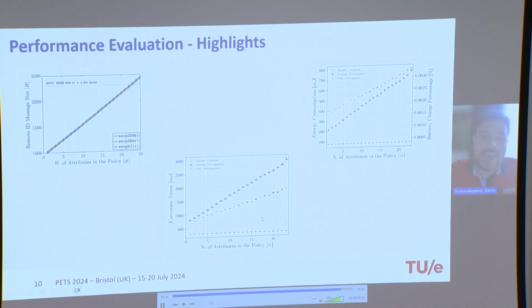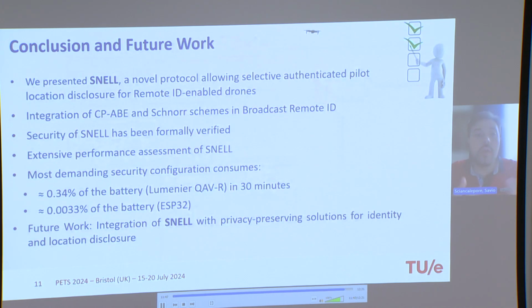Just to notice here that as for the execution time, the parallel computed version is the quickest, while for the energy consumption, the parallel computed version consumes a little bit more because you need the energy to run two processors at the same time. More details are in the paper.